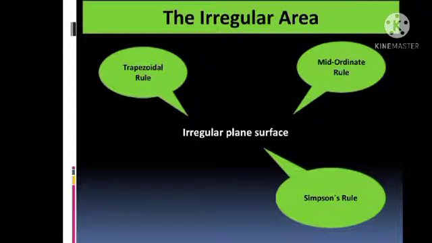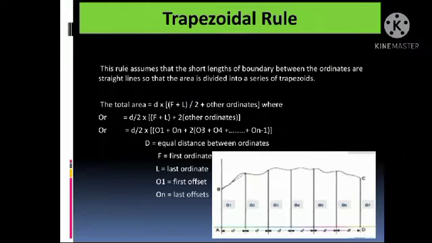The irregular area, irregular plane surface: trapezoidal rule, mid-ordinate rule, Simpson rule. Trapezoidal rule. This rule assumes that the short length of boundary between the ordinates are straight lines so that the area is divided into a series of trapezoids.